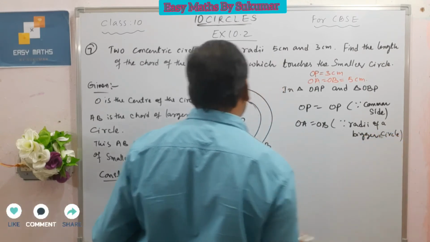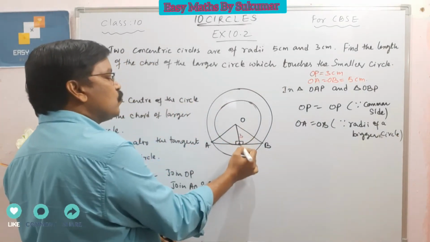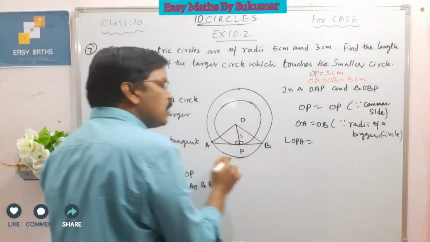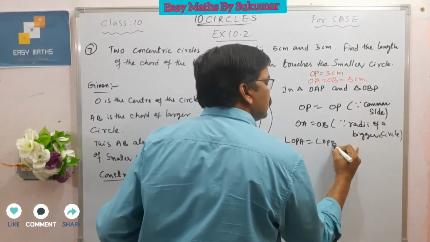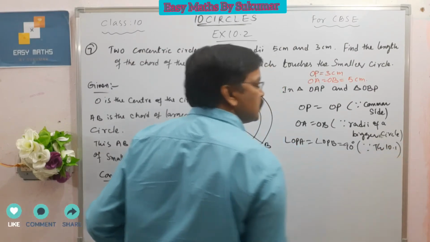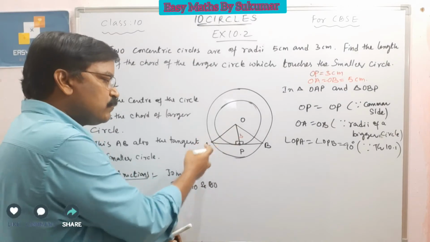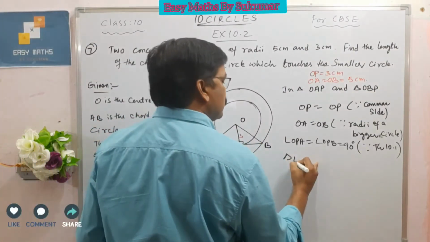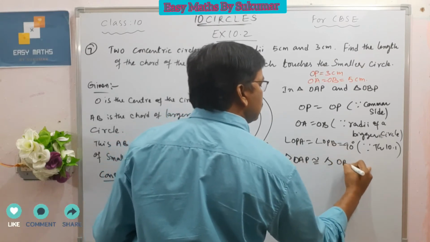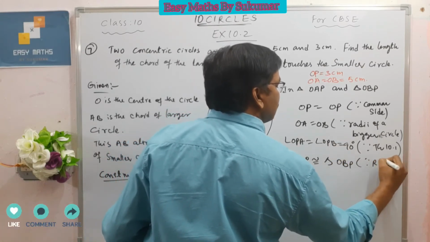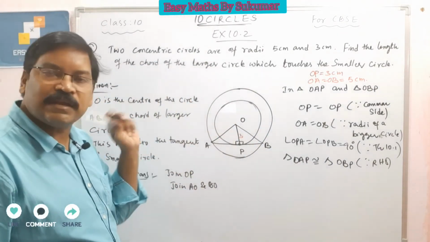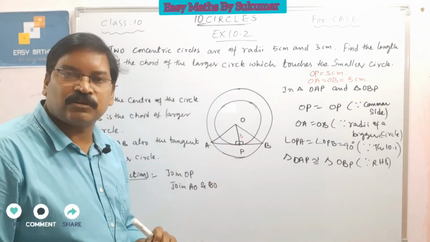Bigger circle of radius 5 centimeters. And we know that angle OPA and OPB are equal to 90 degrees, according to theorem 10.1. So therefore, my dear students, triangle OAP is congruent to triangle OBP by the RHS congruency rule: right angle, hypotenuse and side. Therefore the two triangles are congruent.